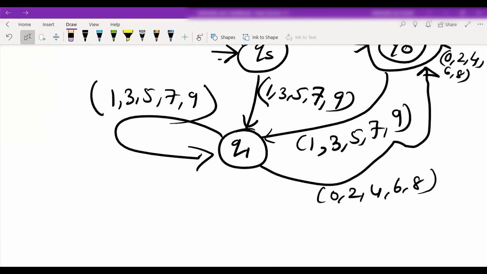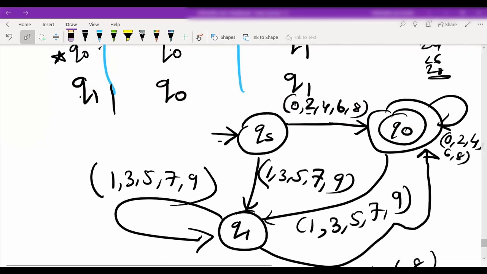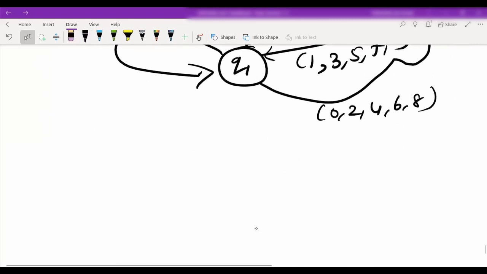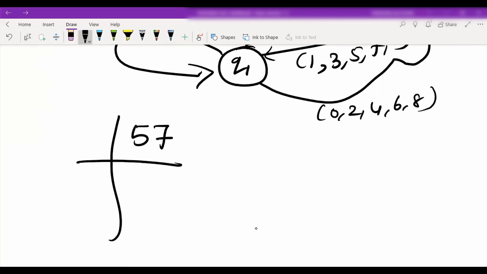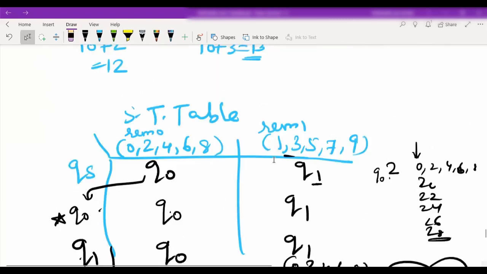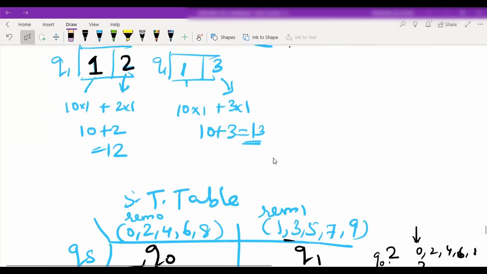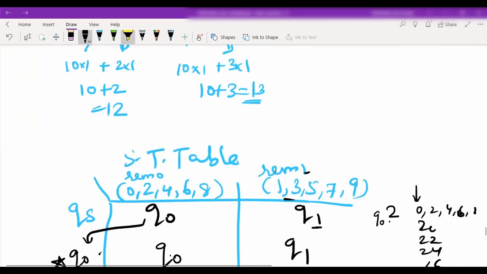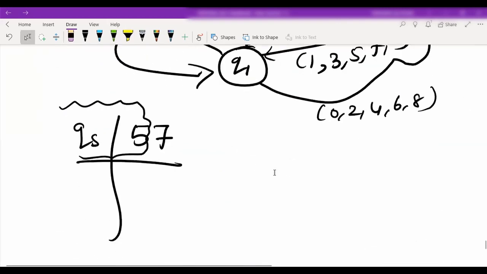Now we will take one number which we have not considered previously and check whether our FA is designed properly or not. Suppose we take the number 57. Number 57 was not previously considered. So we start with the QS state. QS with the number 5. This 5 is an element of remainder 1. So QS on 5 goes to Q1.